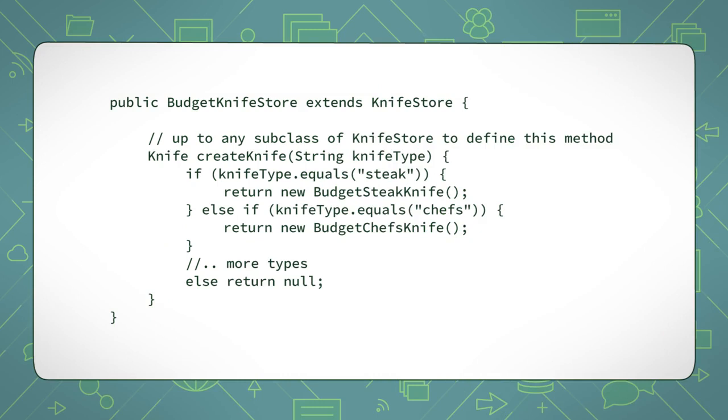Let's take a look at what a Knife Store subclass looks like. Now you would instantiate a Budget Knife Store. The Budget Knife Store has its own method for creating knife objects. A different knife store, such as Quality Knife Store, would have a different factory method. You can't define a new Knife Store subclass without providing this method. Because the Budget Knife Store is a subclass of Knife Store, it inherits the order knife method. You run the common order knife method from any subclass of Knife Store.